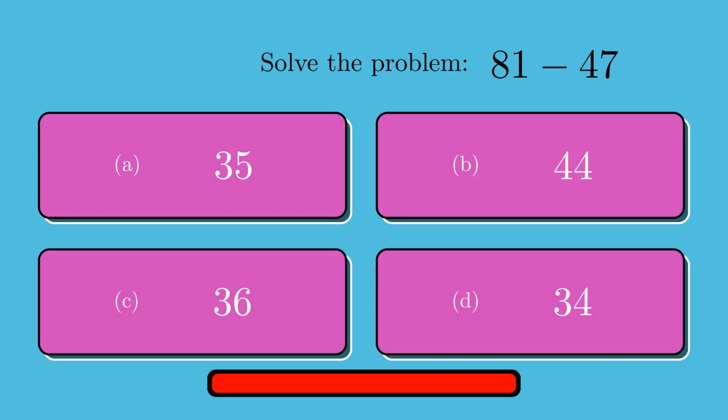Here's the problem, 81 minus 47. Your possible solutions are A, 35, B, 44, C, 36, D, 34. You have 10 seconds to solve the problem, or pause if you need more time.